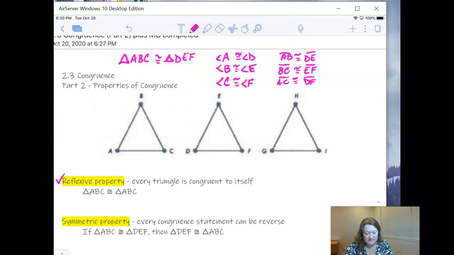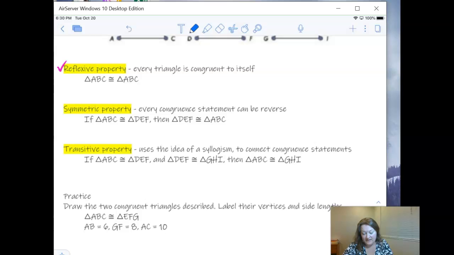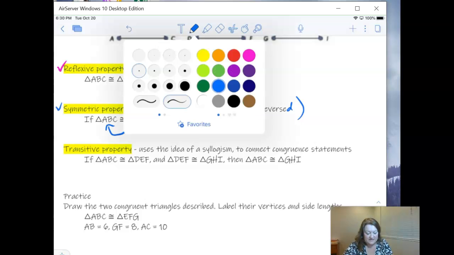Next one is the symmetric property. Now this one says that every congruent statement can be reversed. So that means if triangle ABC is congruent to triangle DEF, then we could reverse the sides and say triangle DEF is congruent to triangle ABC. So symmetric is not necessarily about changing the order of the letters A, B, and C, and D, E, and F. It's about changing the two sides of the congruent statement. So the stuff before the congruent just moves to the end, and the stuff at the end just moves to the beginning.